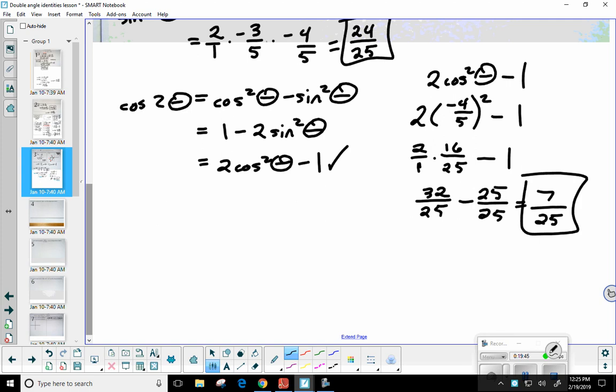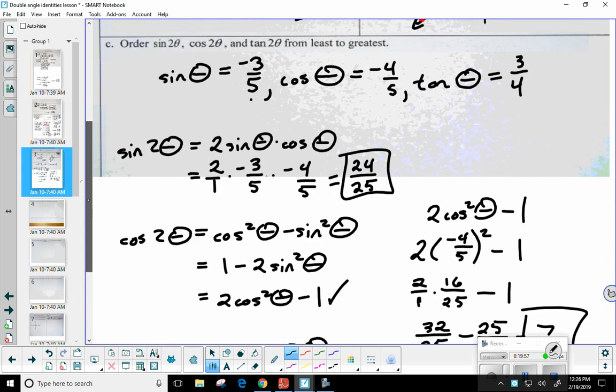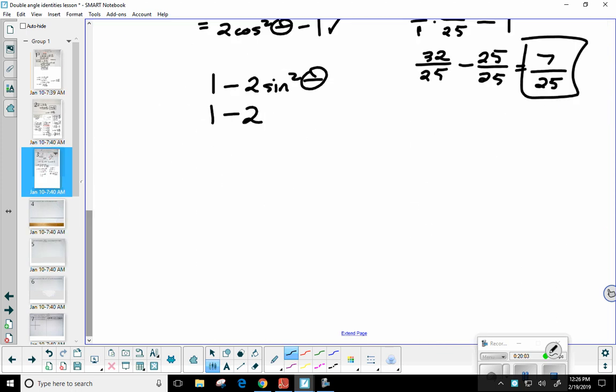Okay, 1 minus 2 sine squared. Let's see if we also get 7/25. So 1 minus 2 sine squared of theta. I'm just going to substitute in. What was sine of theta? It was negative 3/5, right? So instead of the sine, I'm going to put in the negative 3/5, and I don't want to forget to square it. Let's see if we also end up with 7/25.